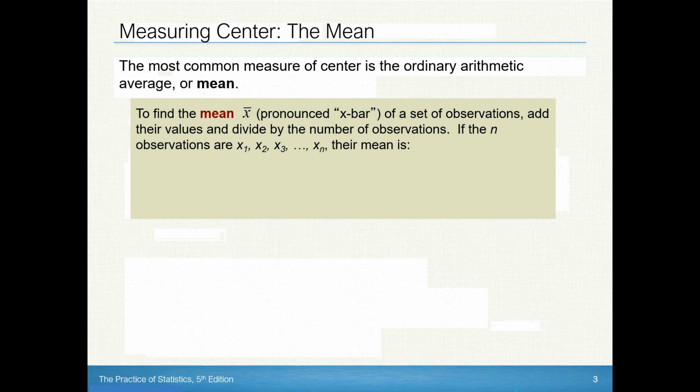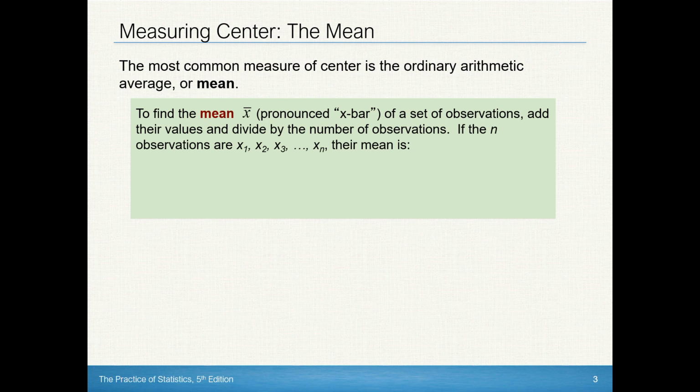The most common measure of center is the ordinary arithmetic average, or the mean. It's what we use typically when we say my grade average. To find the mean, x bar, of a set of observations, add their values and divide by the number of observations. Of course, most of you have done this for years, but this is really to show you the notation. So as we get further into the course, this is comfortable and familiar to you.